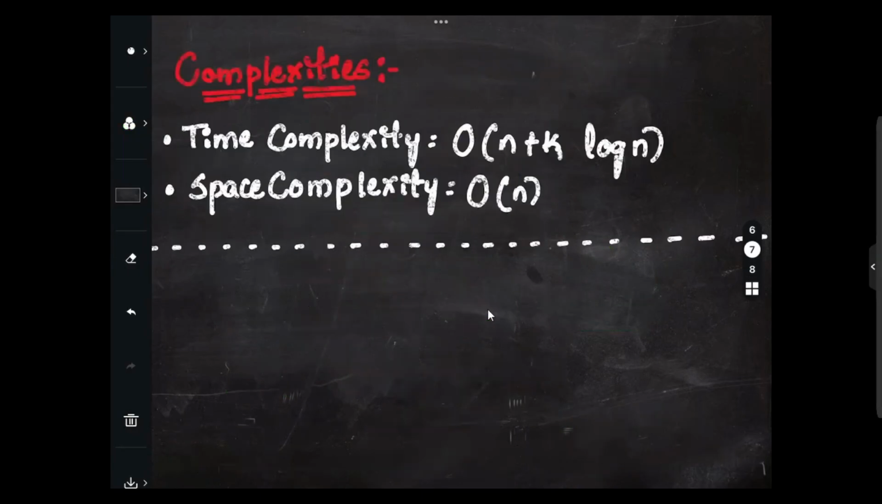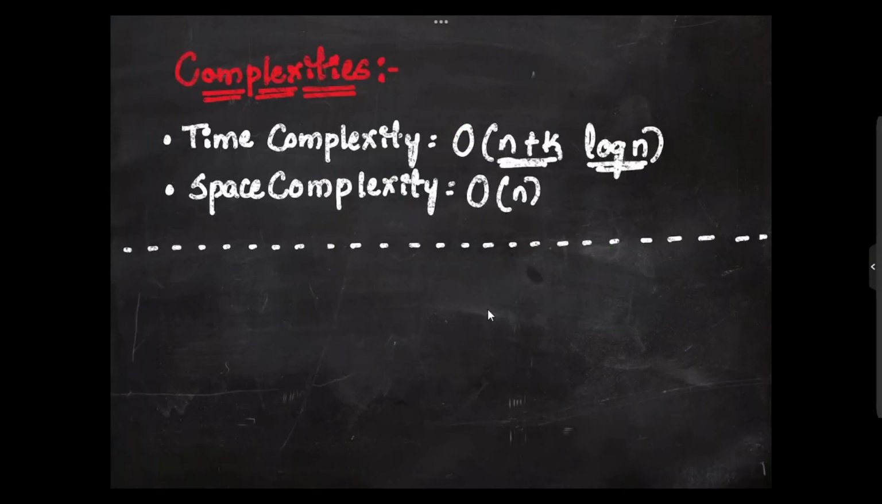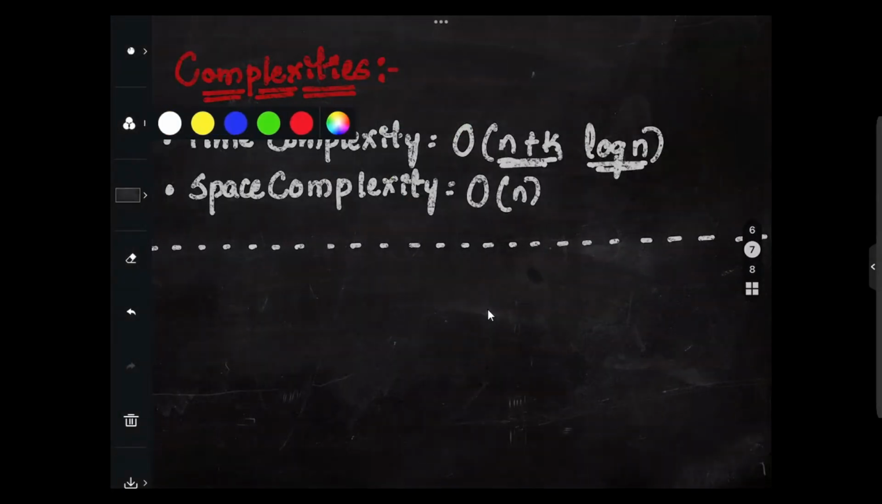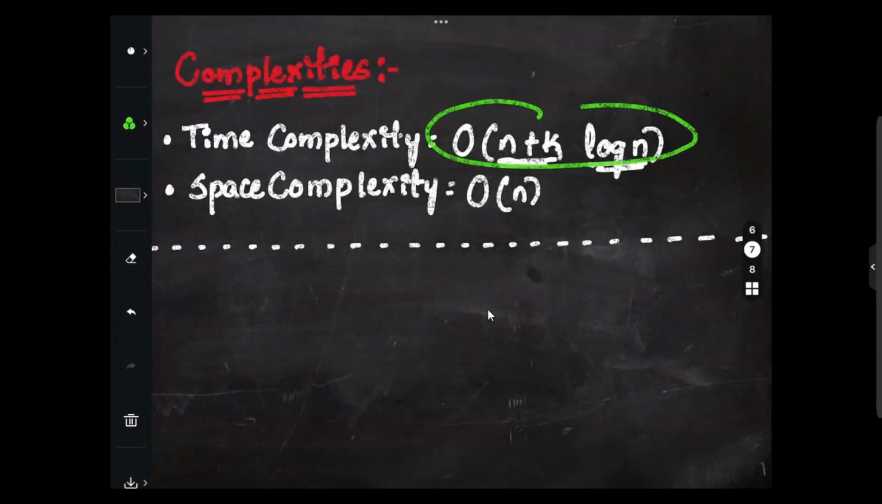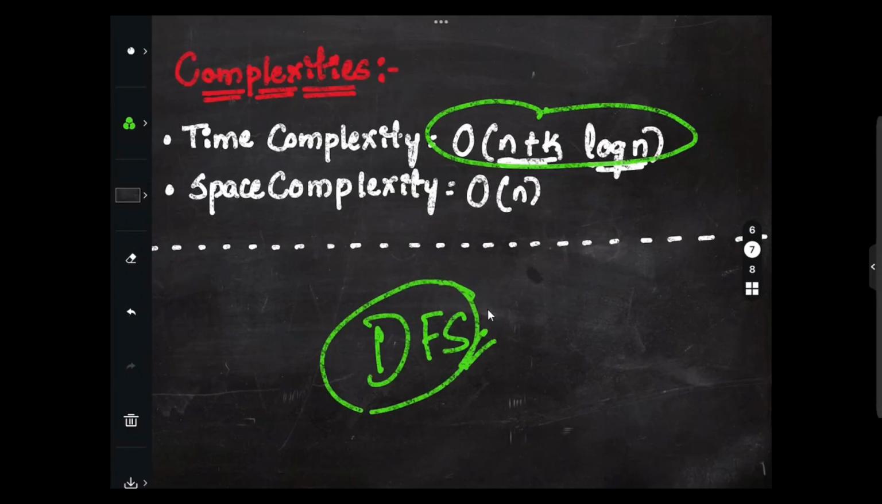What will be the time complexity here? The time complexity would be big O of n plus k log n. Why is it n plus k log n? Because we will be reading input, building the graph, and also making use of the DFS approach. I didn't mention that, sorry. So we will be going with the DFS approach.